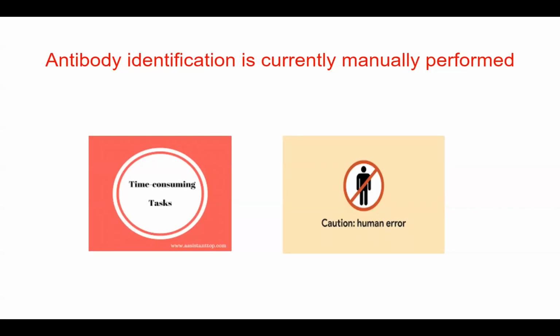Antibody identification is a procedure used in blood banks to identify red blood cell antibodies. Doing it manually takes time and may include human errors.